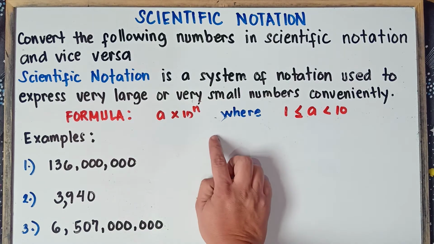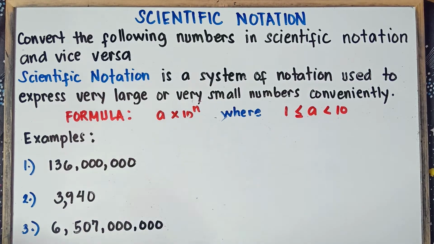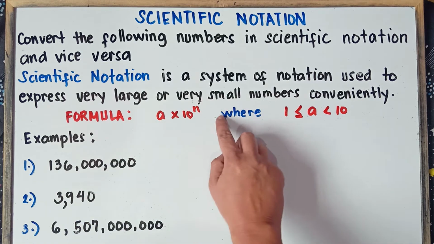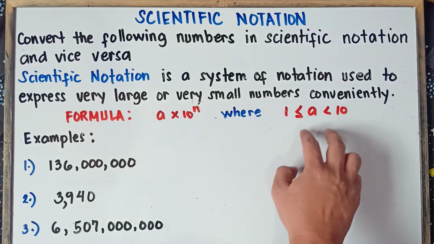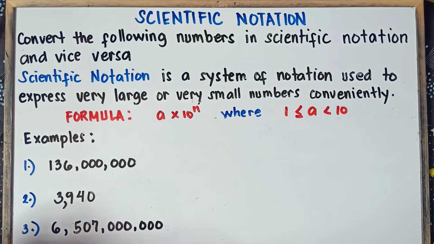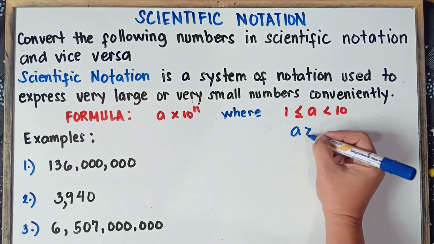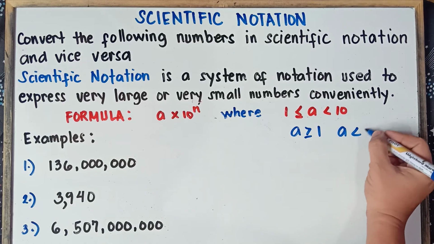And this will be our formula. We have a times 10 raised to the power of n, where a is greater than or equal to 1 and a is less than 10. Let me explain this with regards to the value of a. So a is greater than or equal to 1, a is less than 10.